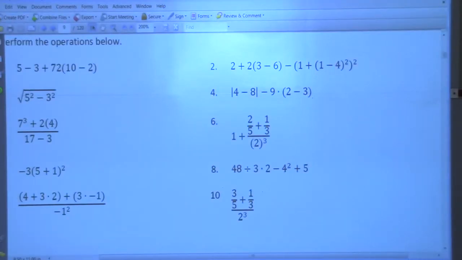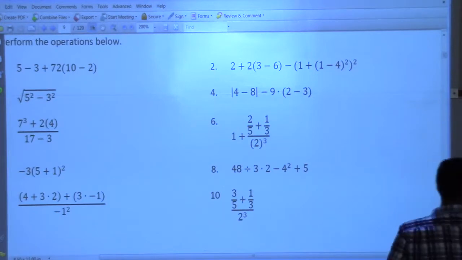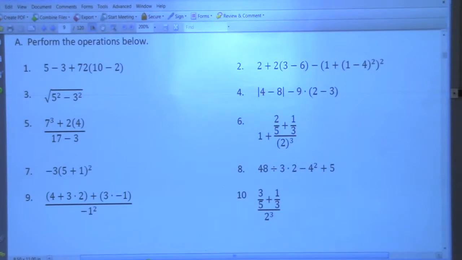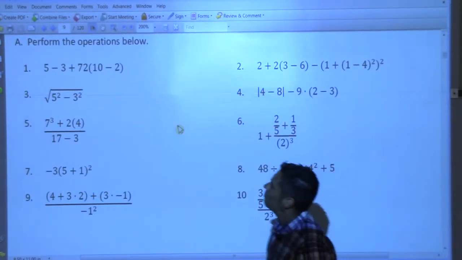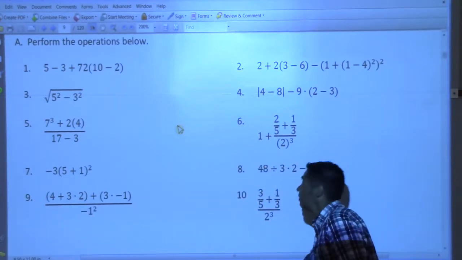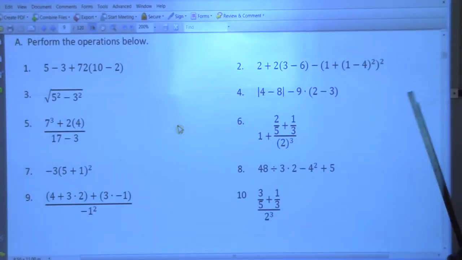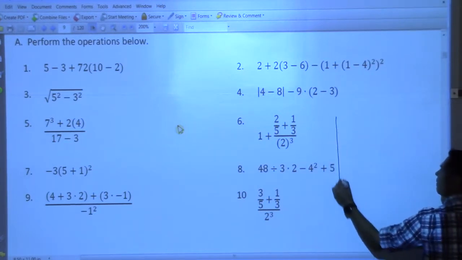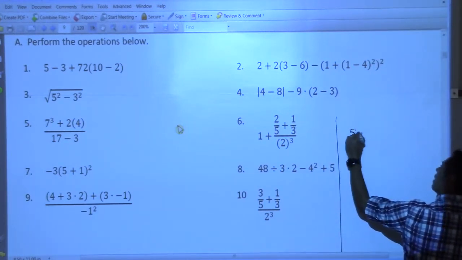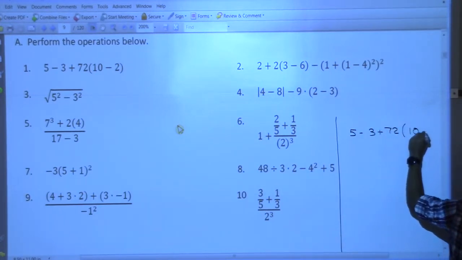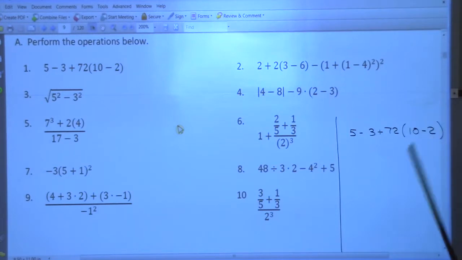All right, so here's some to work on here. 1, 2, 3. Let's work on number 1 together. 5 minus 3 plus 72, parentheses, 10 minus 2, close parentheses. And I think I'll write it down over here. 5 minus 3 plus 72 times 10 minus 2. There we go. So there's what we have, right?